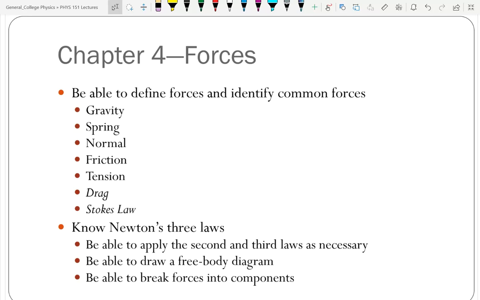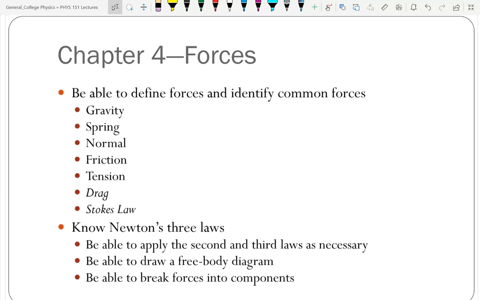Okay, so things that are on the test. Notice I put drag and Stokes' law in italics. I'm not going to have questions asking you to use the drag equation or the Stokes' law equation. You might just have, it has a drag force of this value, but you won't have to use the actual drag equation.